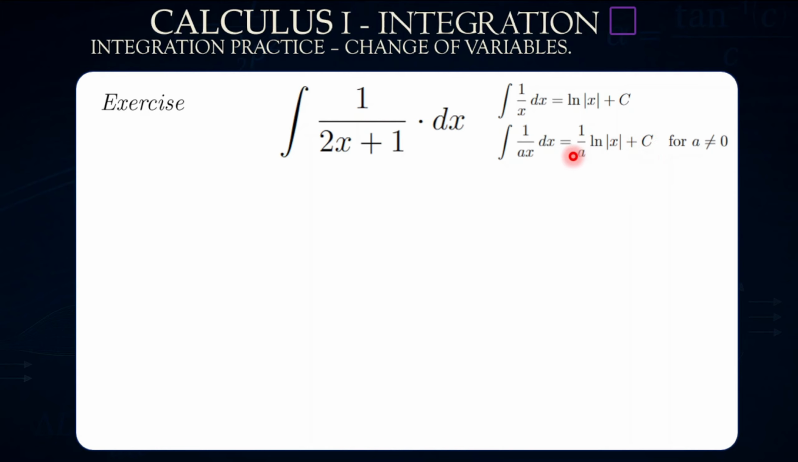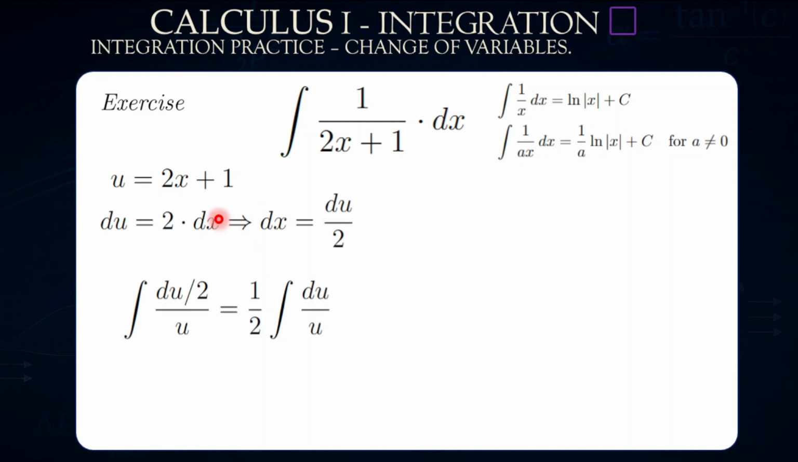Now, if you want, you can pause the video to try to solve it yourself. So let's start. Let u be equal to 2x plus 1. du would be 2 dx, the derivative with respect to x is equal to 2 dx. Then dx is equal to du divided by 2, which is the point. We need to replace dx by du and the entire form by u, which is called a change of variables.